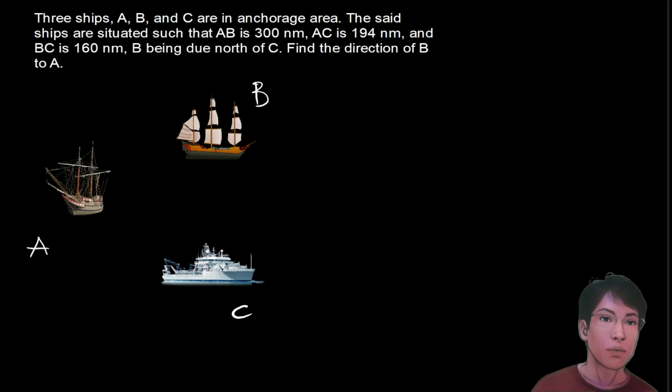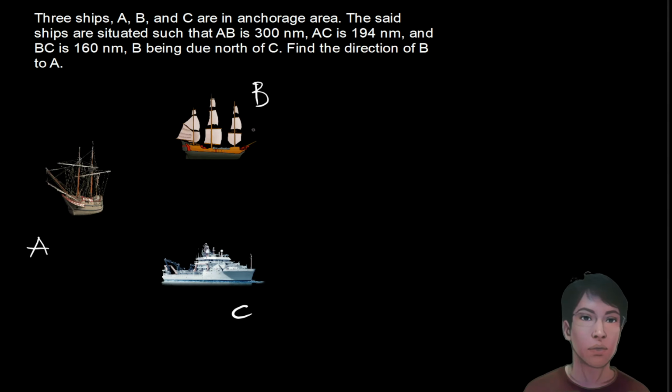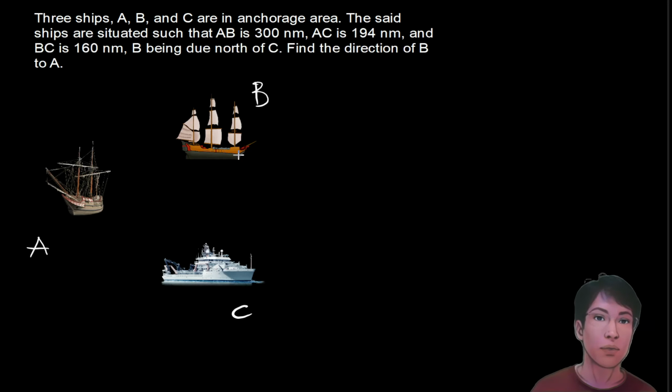So why did I put it like this? Because in the problem statement, B is due north of C. So if this is C, then north is over here. So A can be over here or over here. Doesn't matter. What is important is that B is north of C. So we now have a triangle.